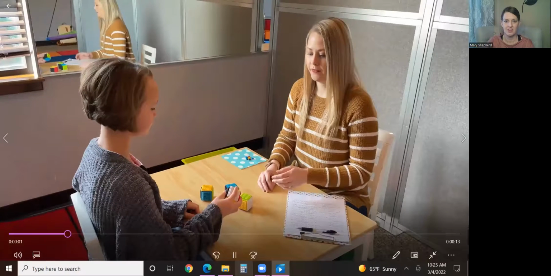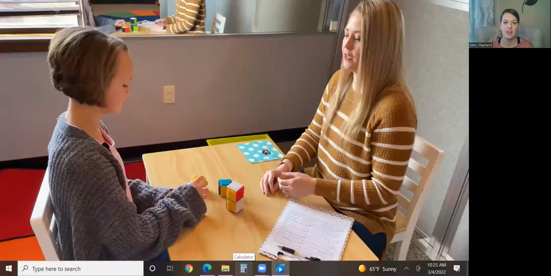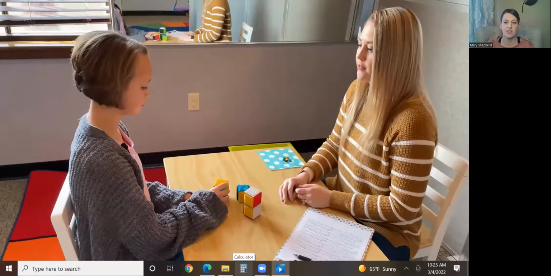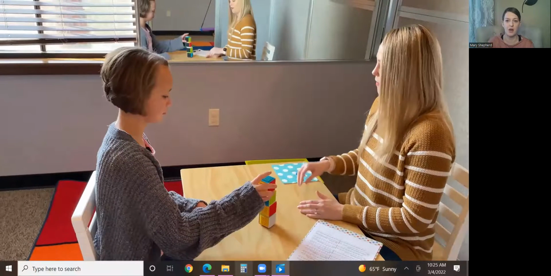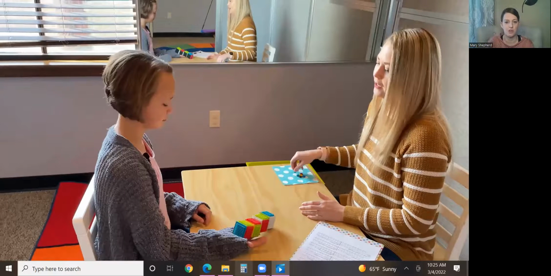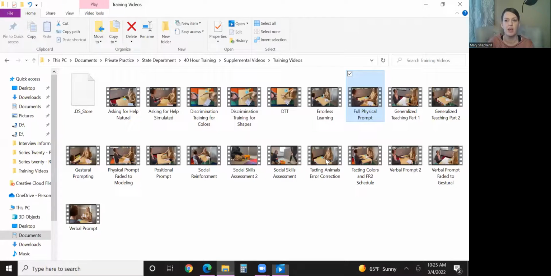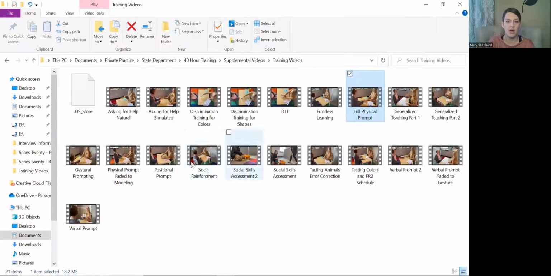So you can see she physically puts her hand on it. She physically places her hand on her arm. So you can see she's also fading out the prompts in each of those. And we'll talk about prompt fading here in a moment in our next one. We'll look now at a verbal prompt.